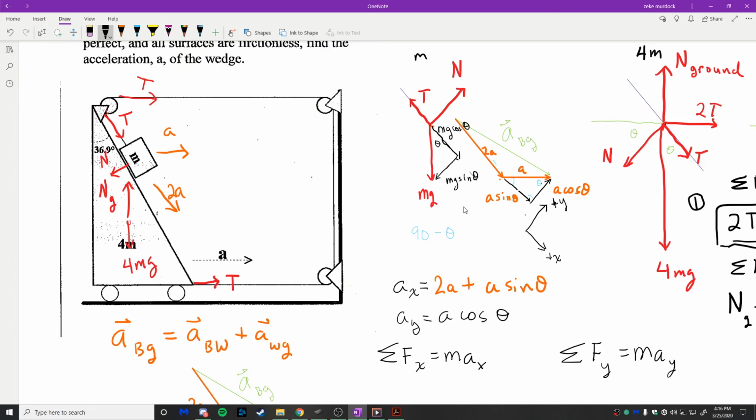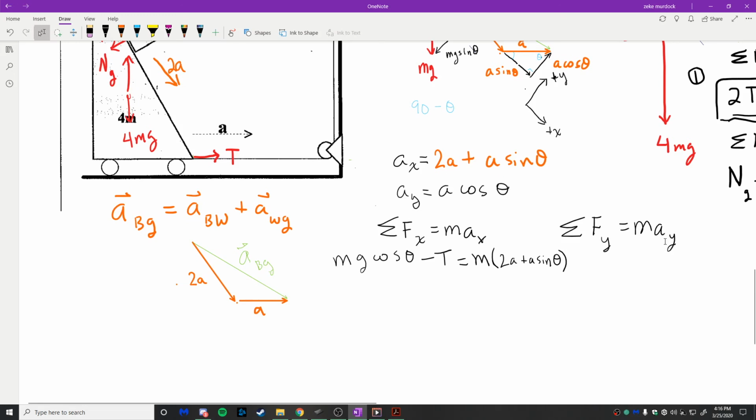So in the x direction, since we're taking down as positive, because that's the direction it's moving, we're going to get mg cos theta minus T equals m. And then ax is this guy right here, right? So it's times ax. And in the y direction, we're going to have N minus mg sine theta. I'll write that one over here.